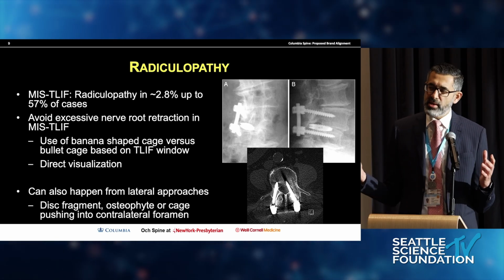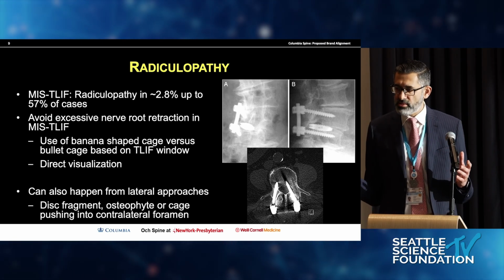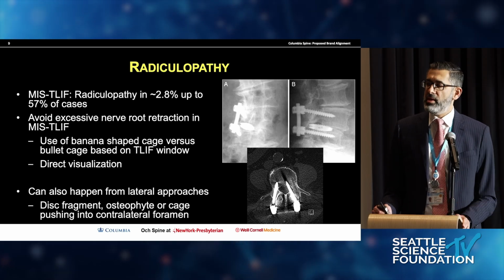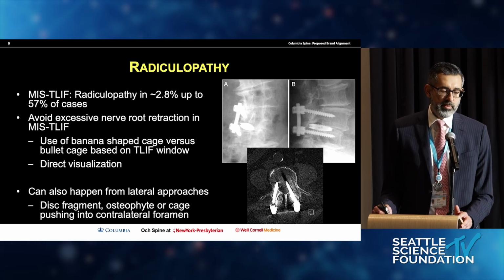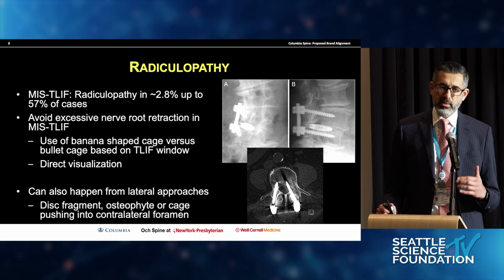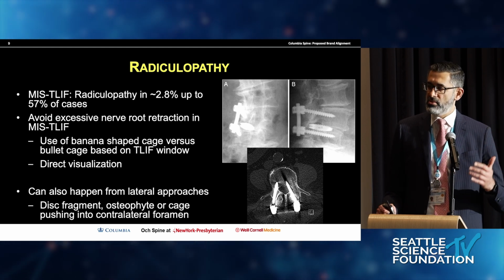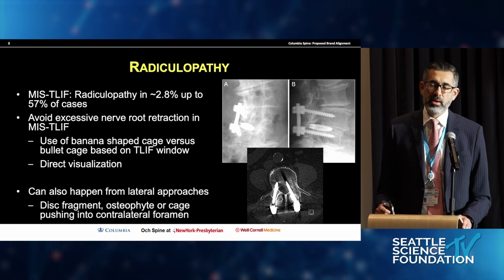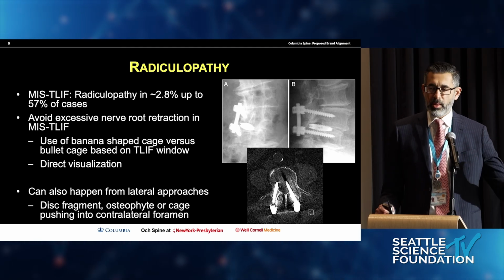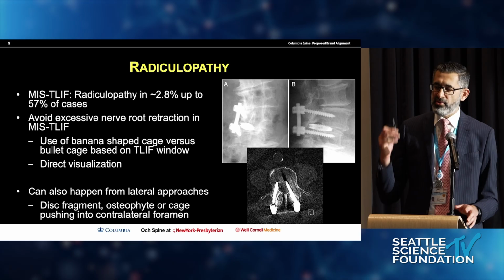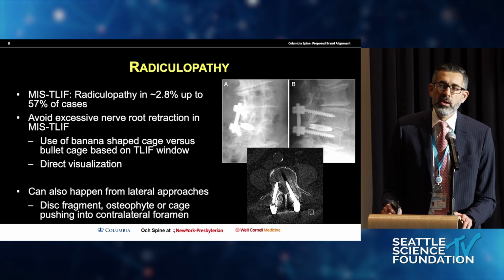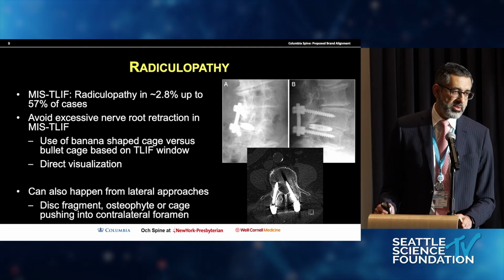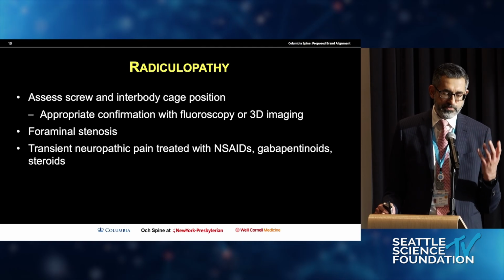And then choosing the right cage based on the window that you have, I think also makes sense to avoid radiculopathy. Now, we have also seen radiculopathy happen in lateral approaches, which can happen often on the contralateral side. If you haven't done a good disc prep, you can push disc material to the other side. If the patient has an osteophyte on the opposite side, sometimes we've seen that break off and push on the nerves on the other side. Or if the cage is not positioned properly and ends up in the foramen on the other side, that can also cause radiculopathy. So those are all the things to look at.